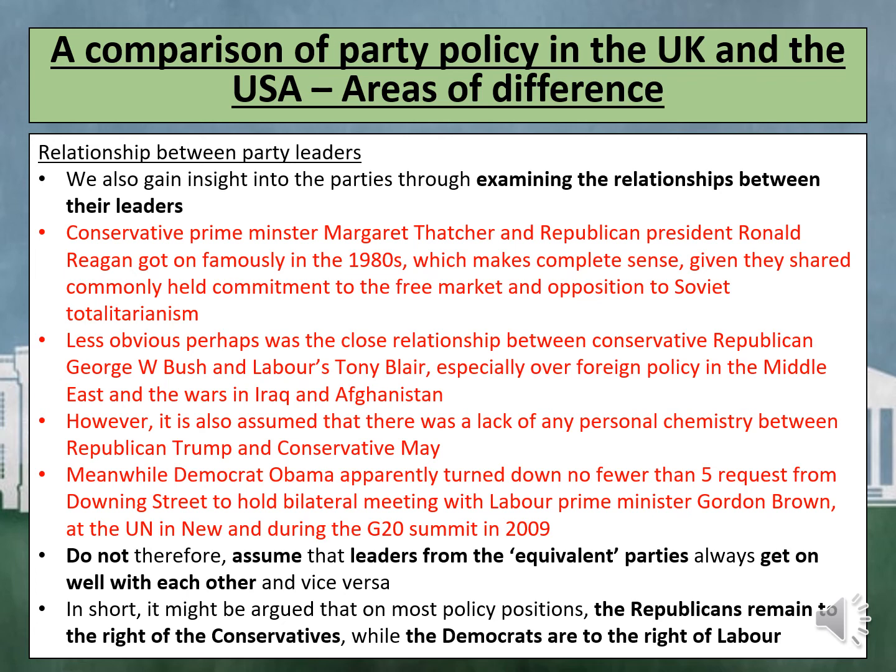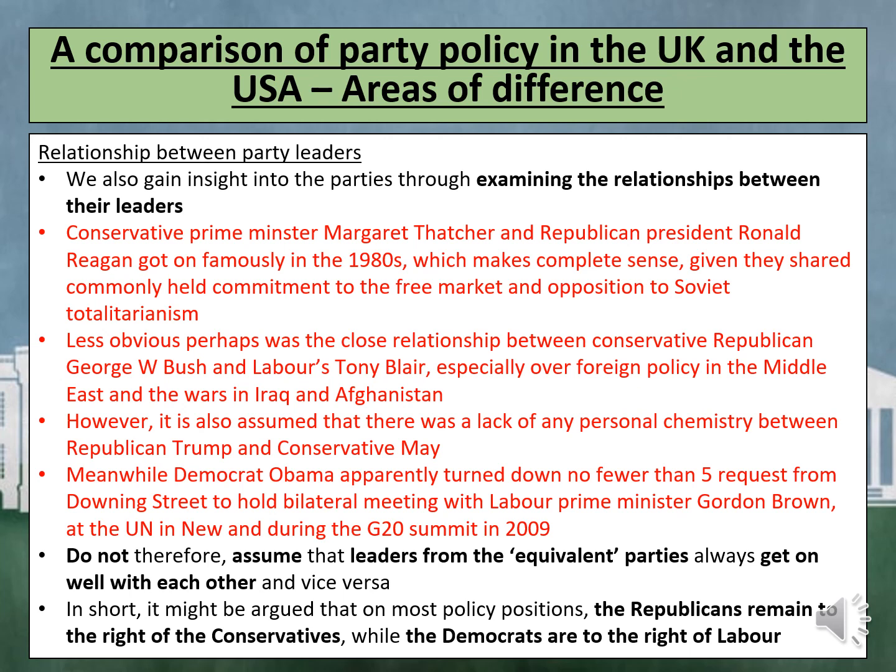Less obvious, perhaps, was the close relationship between Republican George W. Bush and Labour's Tony Blair, especially over foreign policy in the Middle East, the wars in Iraq and Afghanistan. However, it is also assumed that there was a lack of any personal chemistry between Republican Trump and Conservative May. Meanwhile, Democrat Obama apparently turned down no fewer than 5 requests from Downing Street to hold bilateral meetings with Labour Prime Minister Gordon Brown at the UN in New York and during the G20 summit in 2009. Do not therefore assume that leaders from the equivalent parties always get on well with each other.